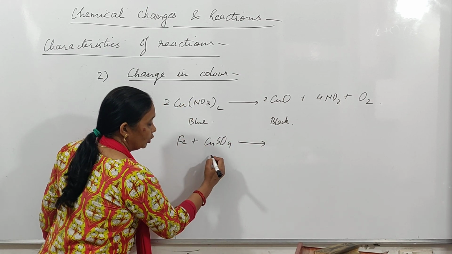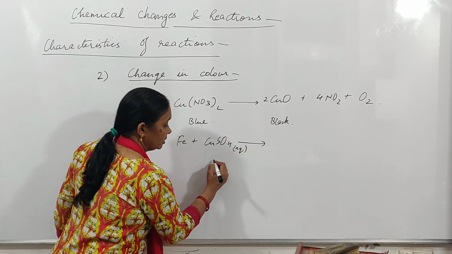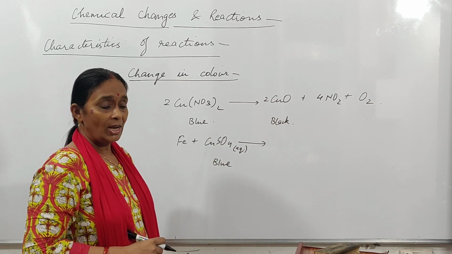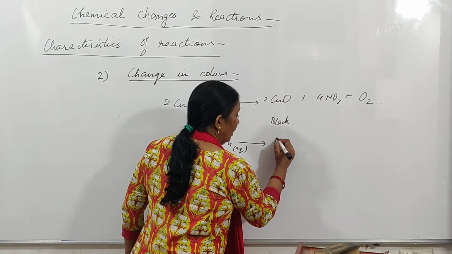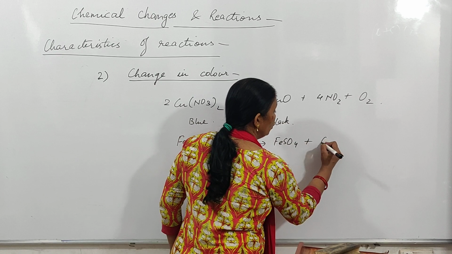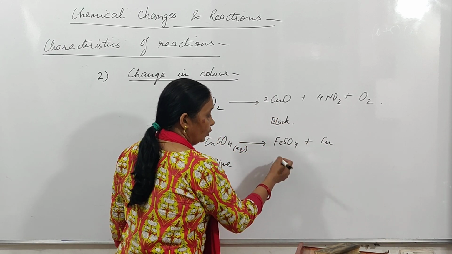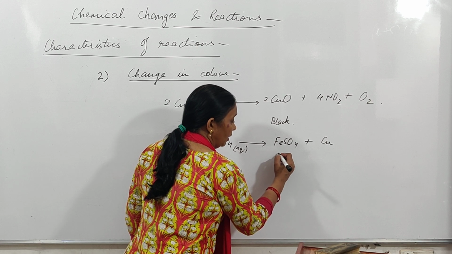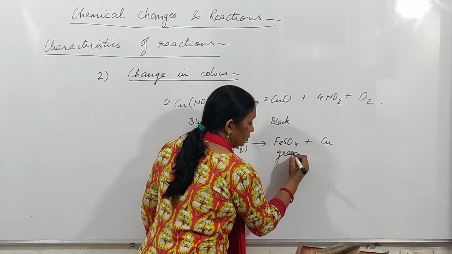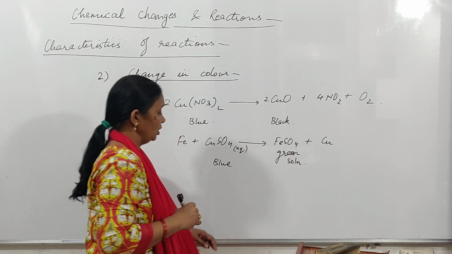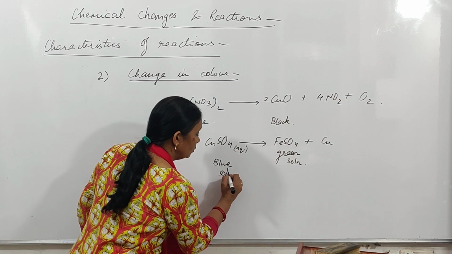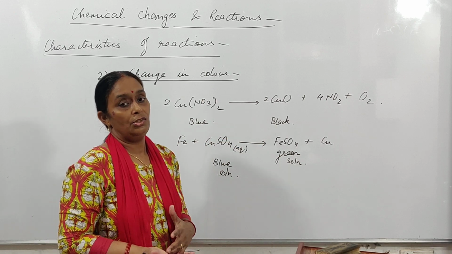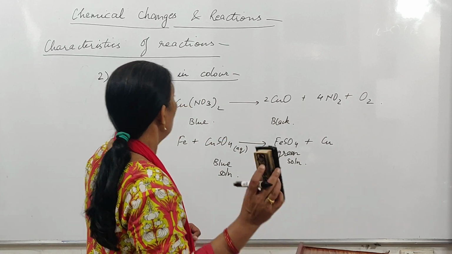Another reaction you can see is iron reacting with copper sulfate, an aqueous solution of copper sulfate, which is blue in color. So when this reaction takes place, what happens? FeSO4 and Cu are formed. FeSO4 is also in aqueous solution state and a green solution is formed. So you can see a color change from blue solution to green. So this is a characteristic, that color change is seen during reactions.